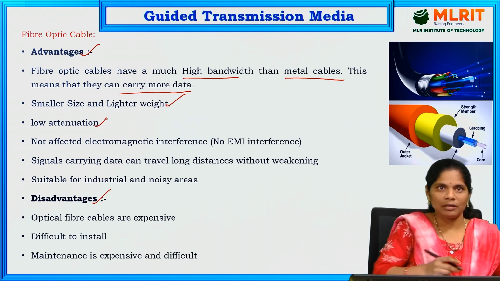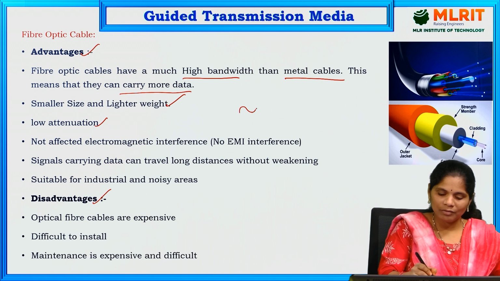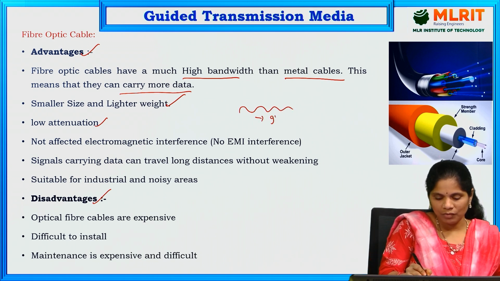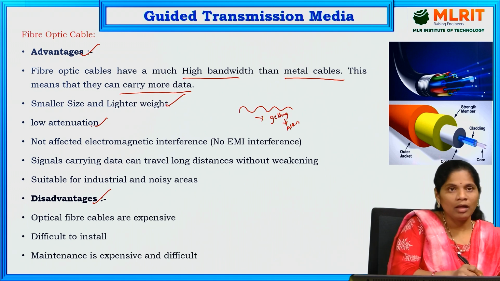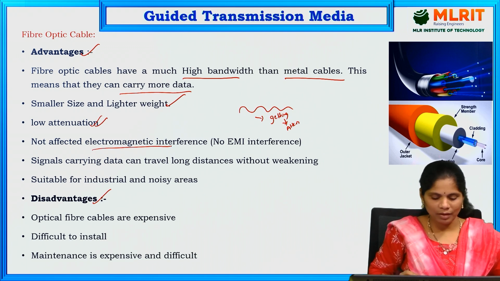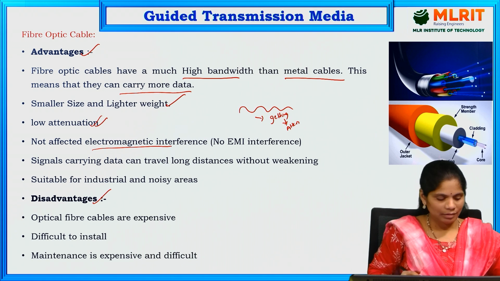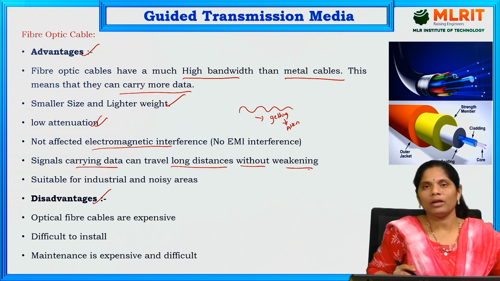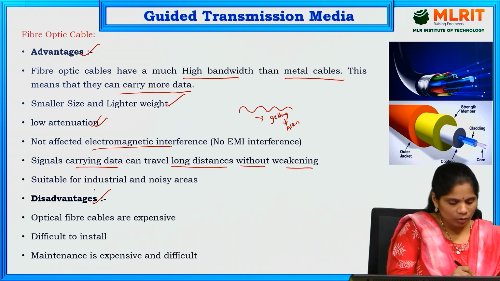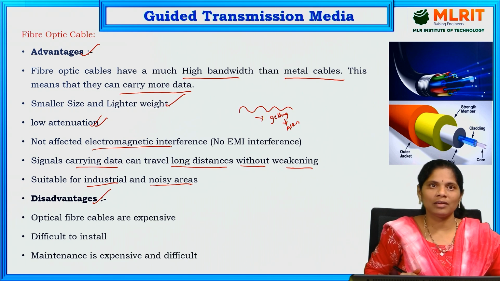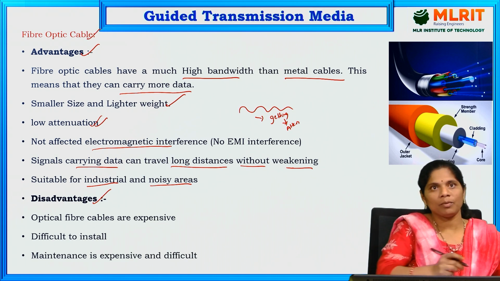Low attenuation. Attenuation is nothing but, whenever data is transferred over longer distances, the data speed gets reduced. If it gets reduced, that is called attenuation. So here it is saying low attenuation means the speed is good and it is not affected by EMI, that is electromagnetic interference. The signals carrying the data can travel longer distances without weakening, that is low attenuation. And it is suitable for industrial use, and at the same time for noisy areas, where industrial purposes are there.